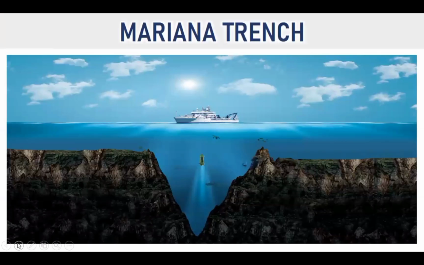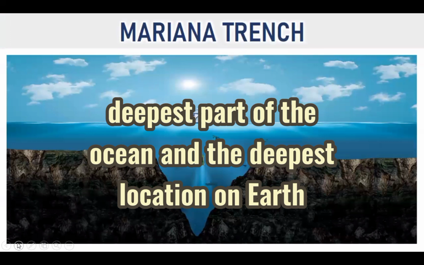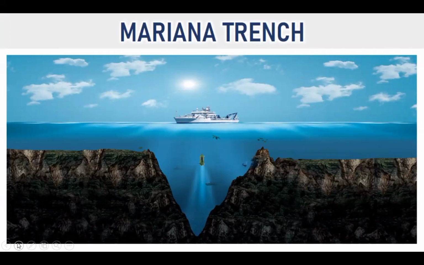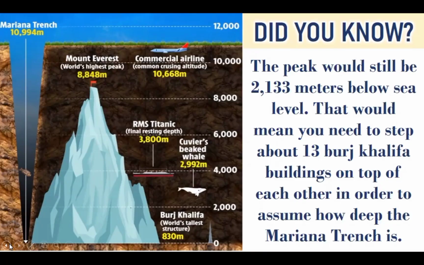Mariana Trench is the deepest part of the ocean and the deepest location on Earth, which is 11,034 meters deep. Did you know that if we place Mount Everest at the bottom of Mariana Trench, the peak would still be 2,133 meters below sea level? That would mean you need to stack about 13 Burj Khalifa buildings on top of each other to assume how deep the Mariana Trench is. Amazing, right? And now, let us proceed to the last step of the experiment.